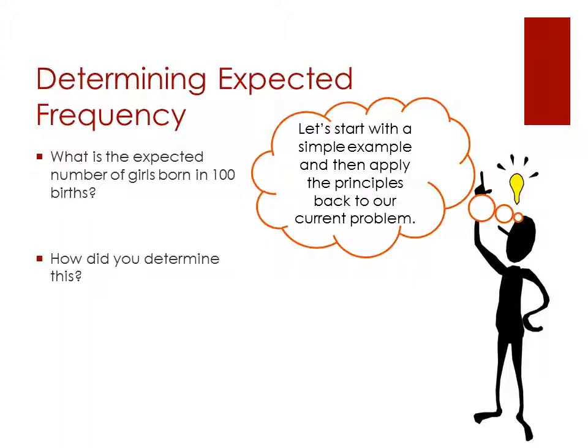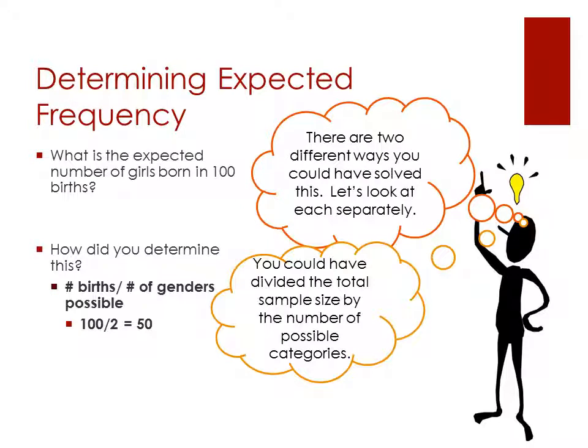All right, and how did you determine this? What was the thought process you used to determine the expected number of girls born in 100 births? Well, you probably used something like this. So you would take the total number of births, we have 100, right? Divided by the number of genders possible. We have two possible genders here, in what is arguably a simplistic version of the genders at birth, but we will leave all those complexities to the side for the statistical problem. So we'd have 100 divided by 2, which gives us 50. Okay, so that's one way we could have solved it.